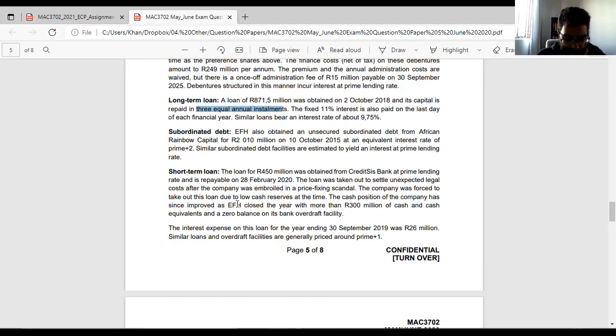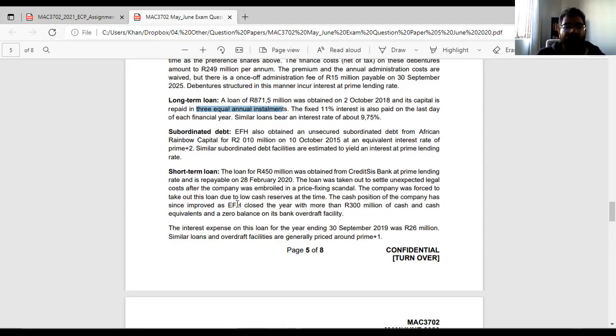Okay, now remember, when we deal with WACC, the source of finance is only the source of finance that makes up the capital structure. A company's capital structure is made up of long-term finance.